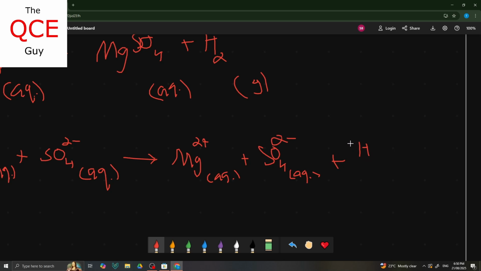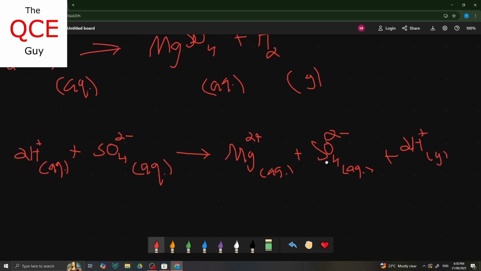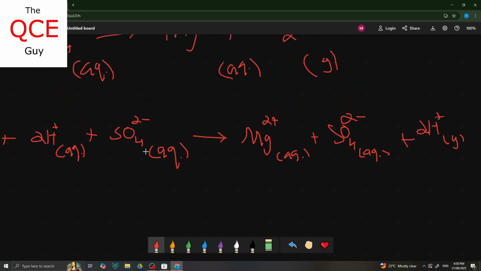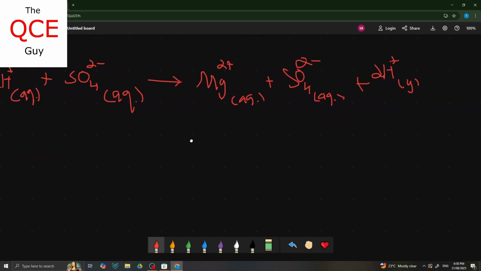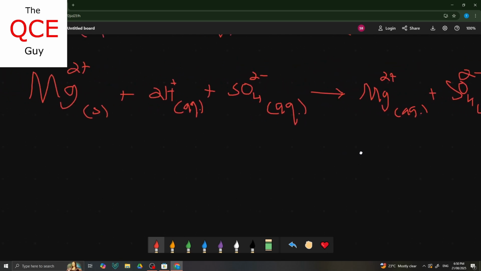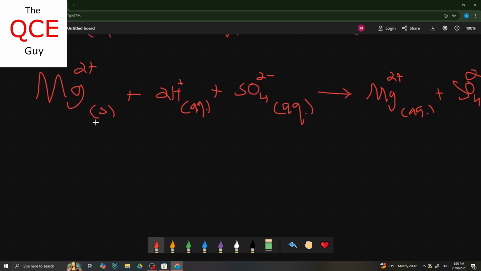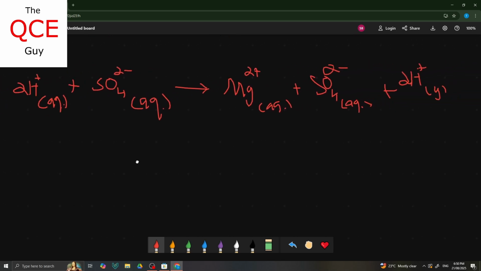Actually, don't do that. We'll go 2H+, and this is going to be in the gaseous form. So these are all our ions involved in a reaction. And the final thing that you do to get your proper ionic reaction is look for anything that stays the same. So magnesium solid to magnesium aqueous, that changes, so we can keep that in. 2H is going from aqueous to a gas, so we're going to keep that in.